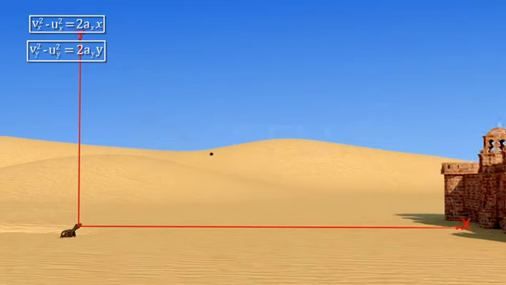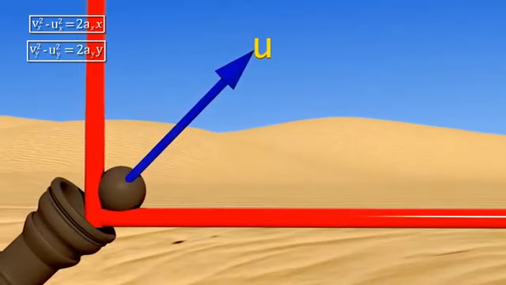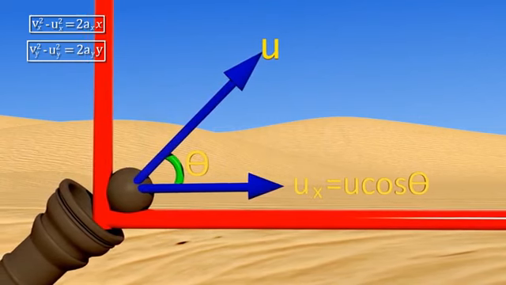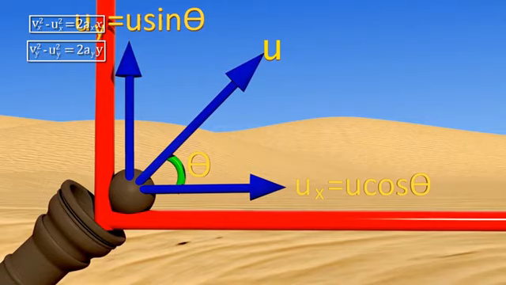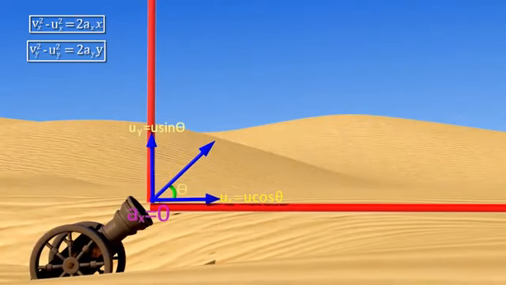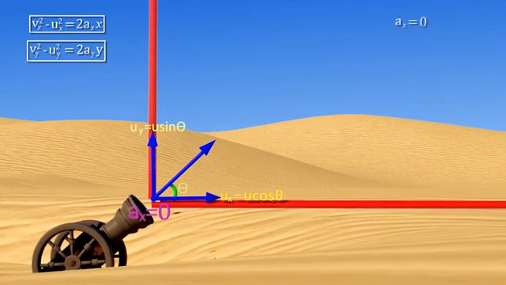The initial velocity of the projectile u can be resolved into two mutually perpendicular components, u cos theta in the x direction and u sin theta in the y direction. Acceleration along the x direction, ax, is 0.